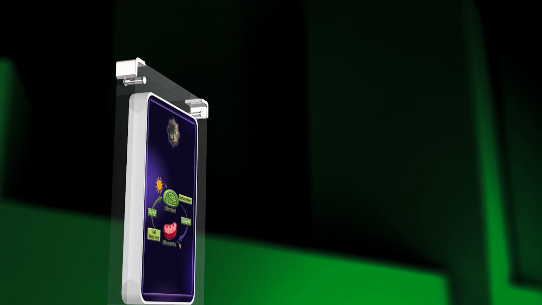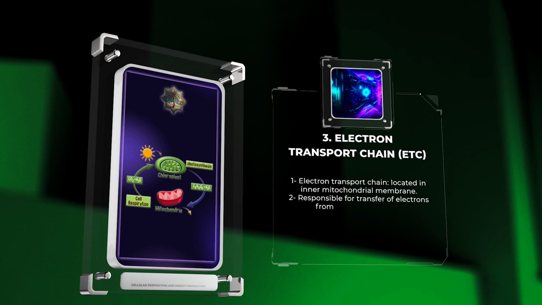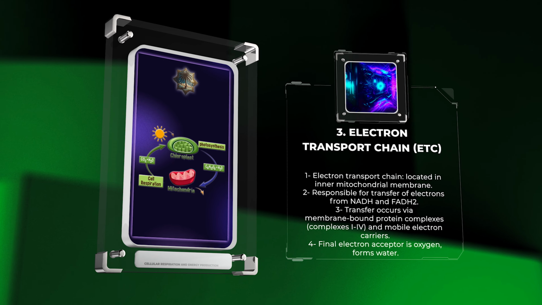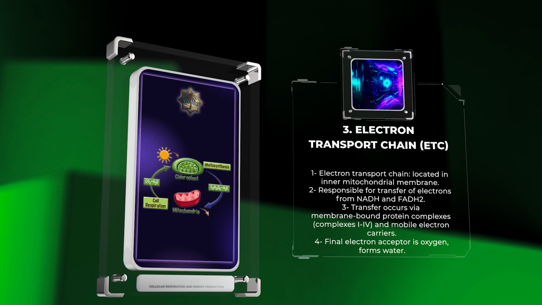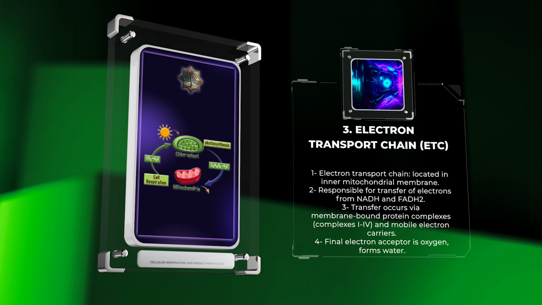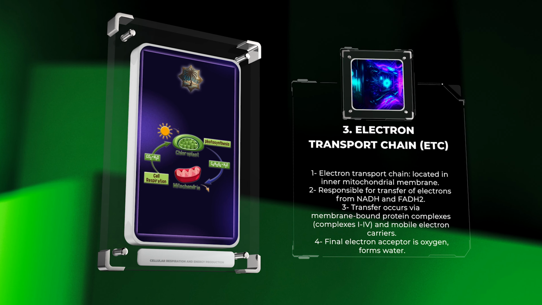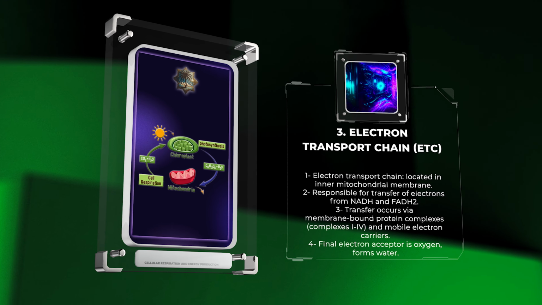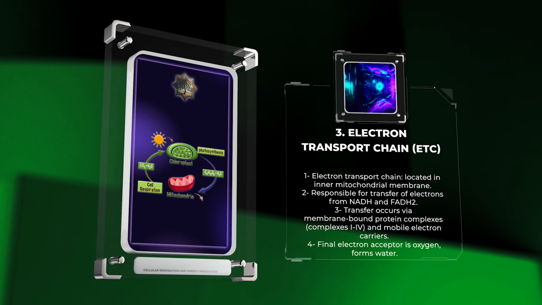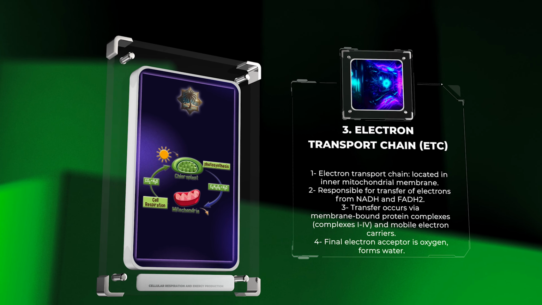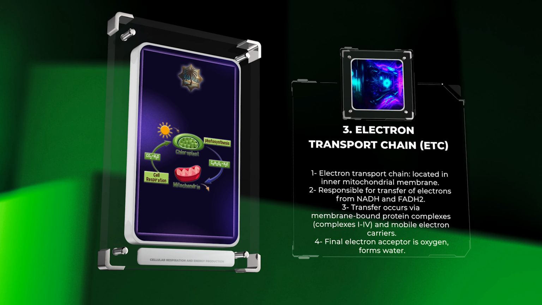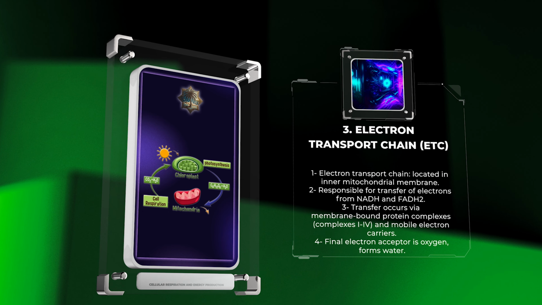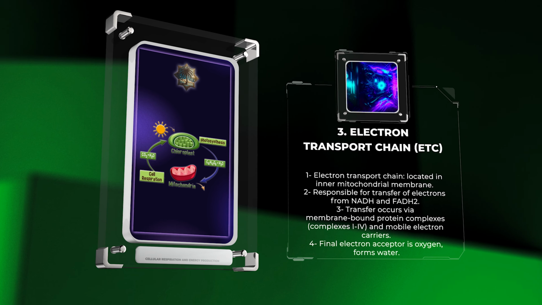The electron transport chain is located in the inner mitochondrial membrane and is responsible for the transfer of electrons from NADH and FADH2 produced during glycolysis and the citric acid cycle. This transfer of electrons occurs via a series of membrane-bound protein complexes, complexes I to IV, and mobile electron carriers, such as ubiquinone and cytochrome C. The final electron acceptor is oxygen, which, upon accepting electrons and protons, forms water. The electron transfer within the electron transport chain generates a proton gradient across the inner mitochondrial membrane.